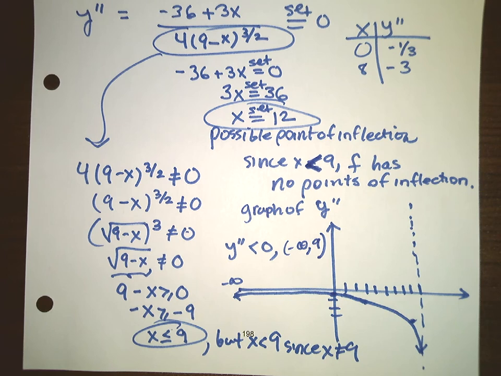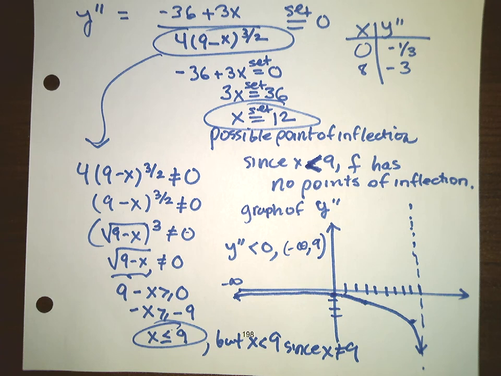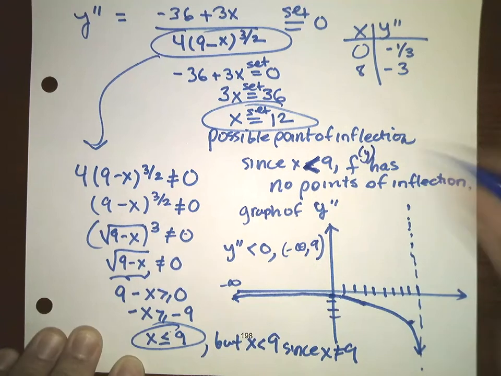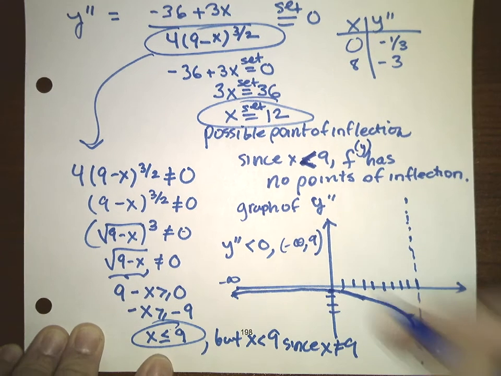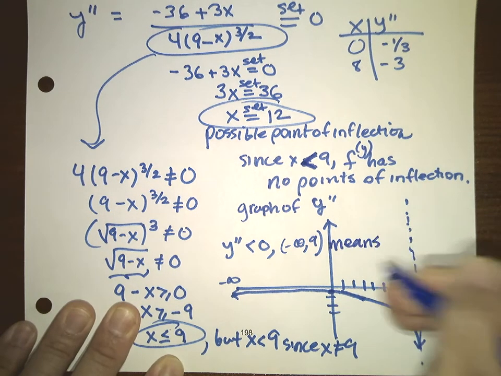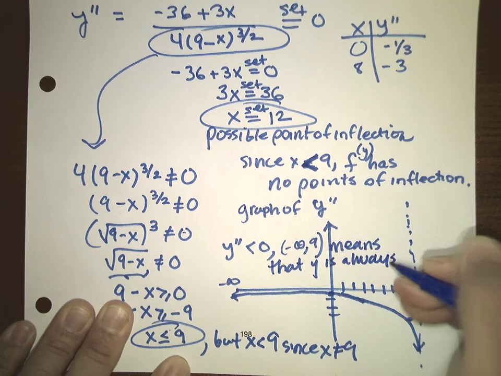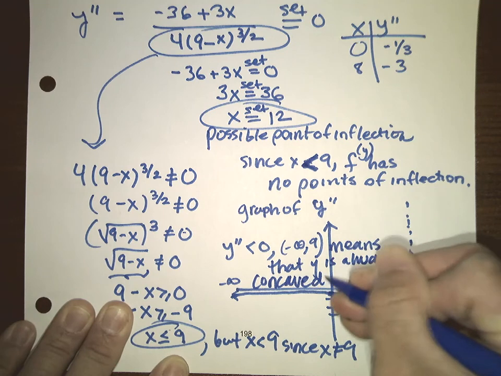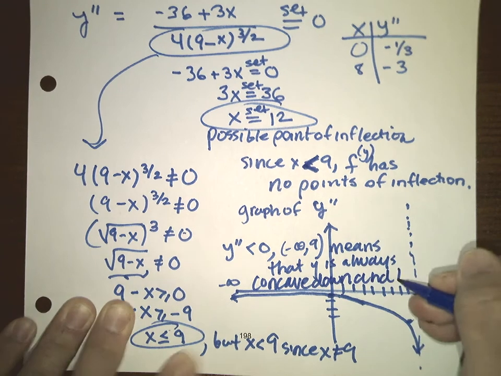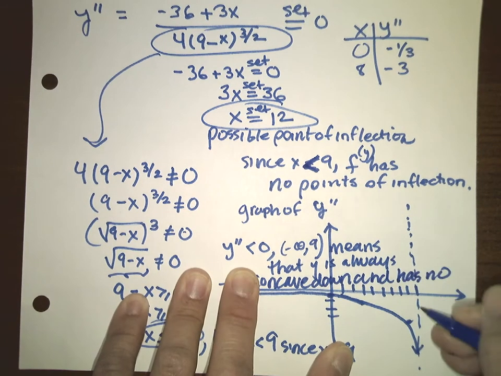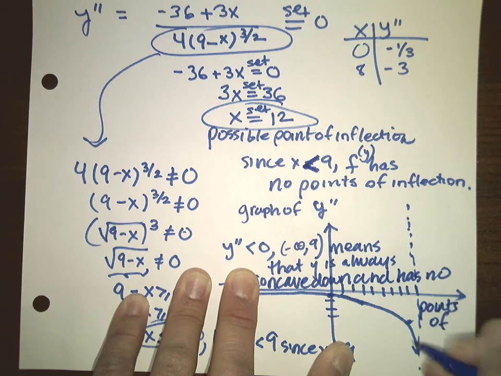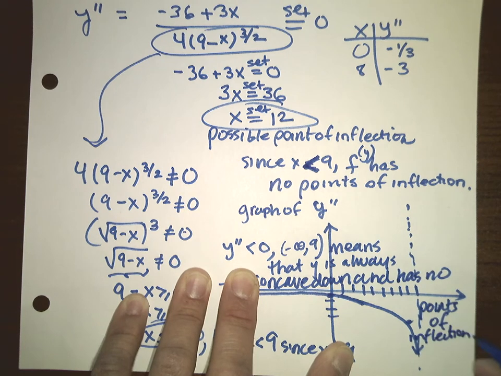And so what does that mean? Well, that means that y is concave down everywhere, which means that it has no points of inflection. So f or y, whichever one you want, this means that y is always concave down and has no points of inflection. What a time to be alive, right?